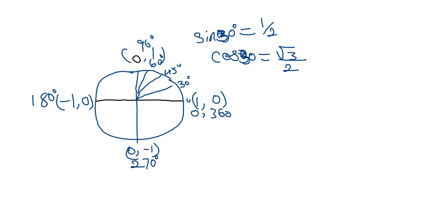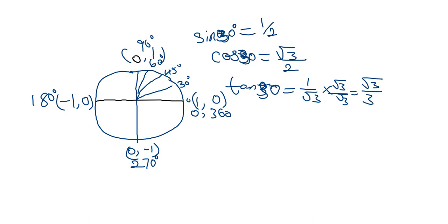Then let's look for tan 30 degrees. Tan 30 degrees is equal to what? Tan 30 degrees is 1 over root 3. And if you rationalize it, this will give us 3 over root 3, which is now equal to root 3 over 3. You see it? So that is for tan 30 degrees.